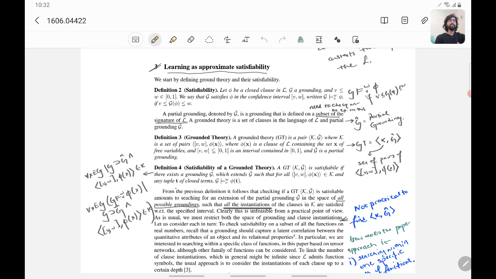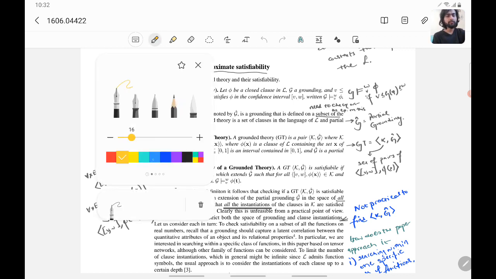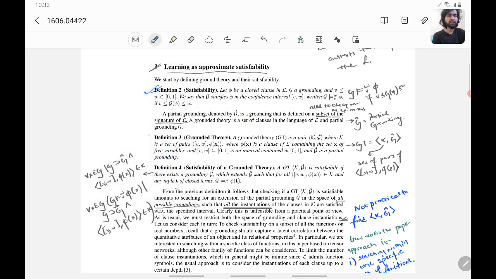When language is involved, there is a notion of satisfiability, and that's what it means when it says learning as an approximate satisfiability. It's hard to pinpoint exactly what satisfiability is, but one can always define a satisfiability, and it's always kind of an approximate satisfiability. So the three definitions here are: what does it mean for something to be satisfied, what is a grounded theory, and how is a grounded theory satisfied.